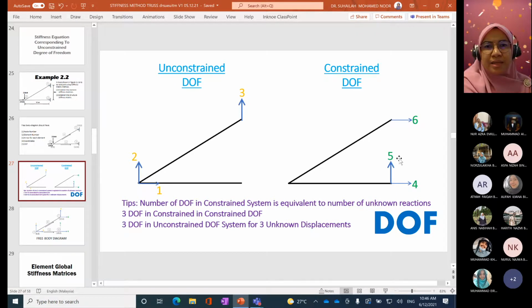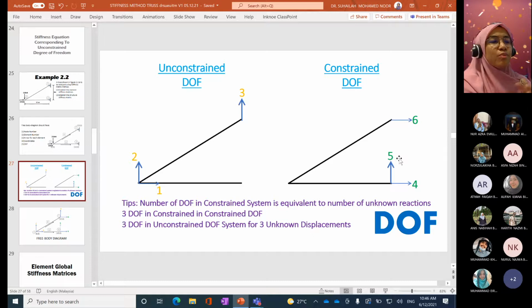Yang dulu-dulu bila kita nak label diagram, kita akan draw free body diagram. Macam mana kita draw unknown reaction pada diagram tu kan? So kita boleh nampak yang tu. Yang tu I believe semua orang boleh nampak. Tapi kalau you terus nak label unconstrained memang akan confuse. Jadi the easiest way is by labeling constraint dulu sebab constraint ni senang nampak lagi daripada unconstrained.